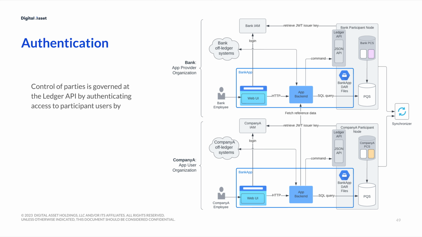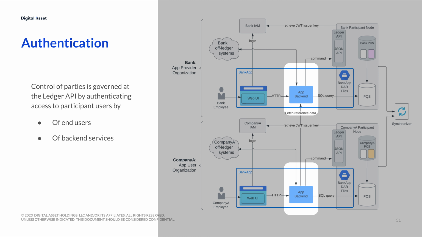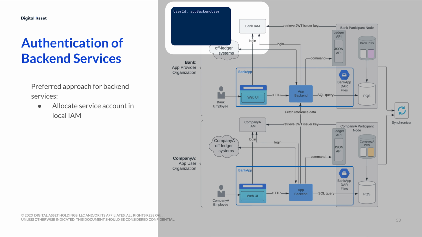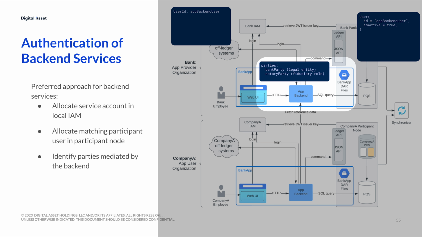Once you have decided on your party topology, it becomes necessary to consider how you will manage authenticating access to the parties by end users and backend services on the relevant participant node. In the case of backend services access to their respective participant node, the recommended approach is for the backend's administrator to allocate a service account for the backend in their organization's IAM. Then for them to create a participant user with the same name in the participant node. Identify the parties being mediated by the backend in the participant node.